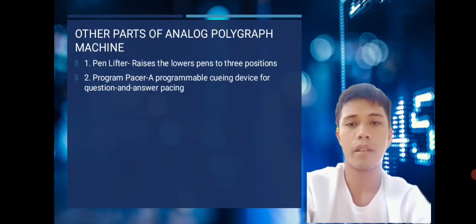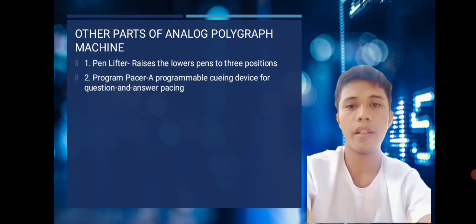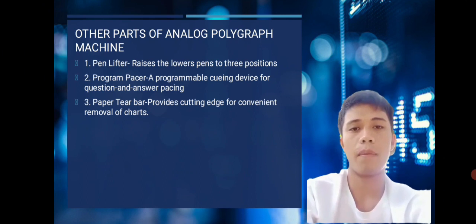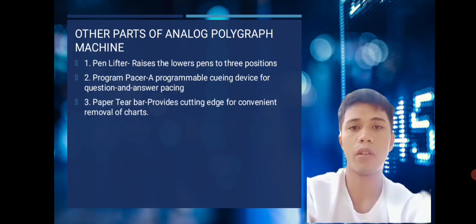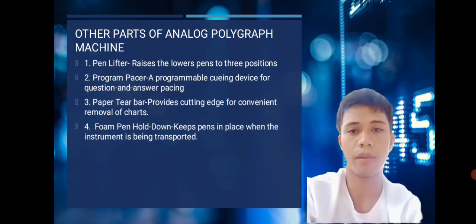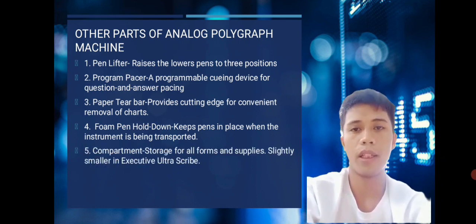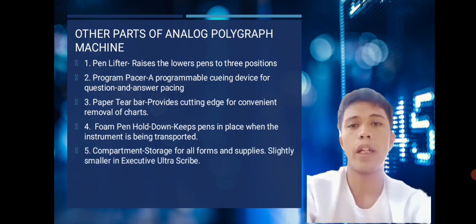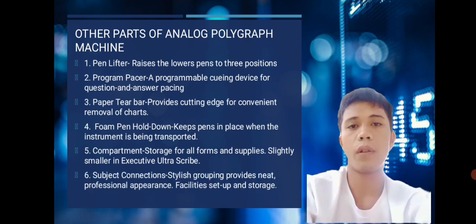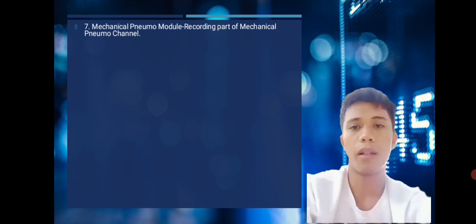Analog machine parts. Pin lifter. Raises the lower parts to three positions. Program pacer. A programmable cueing device for question and answer pacing. Paper tear bar. Provides cutting edge for convenient removal of charts. Foam pen hold down. Keeps pen in place when the instrument is being transported. Compartment. Storage of all forms and subject connection. Stylish grouping provides neat professional appearance.